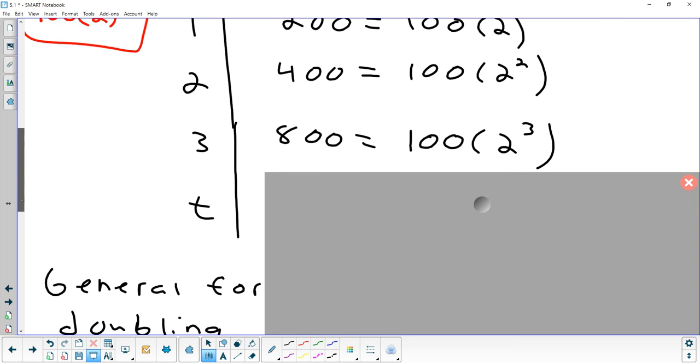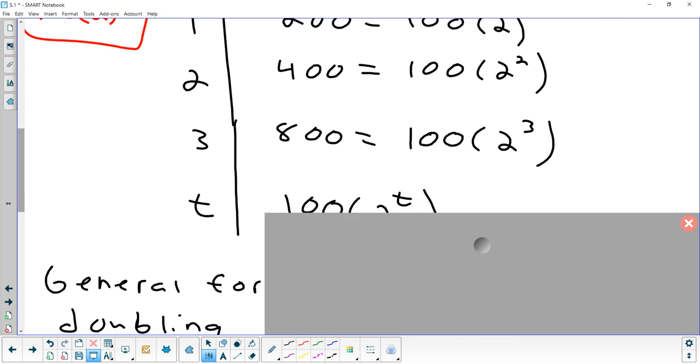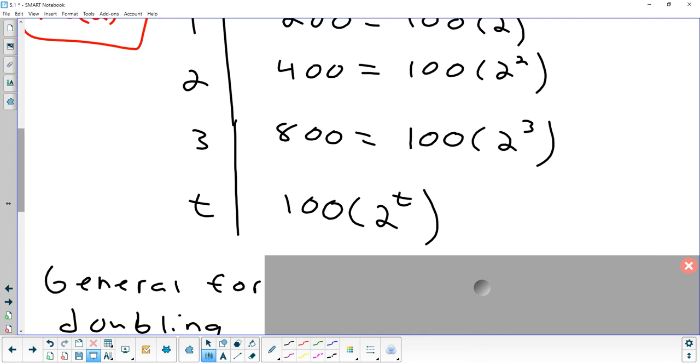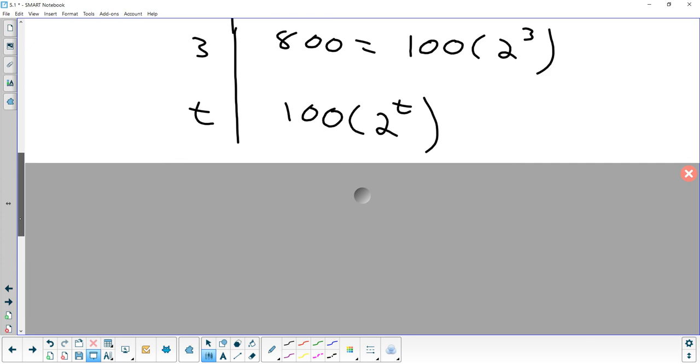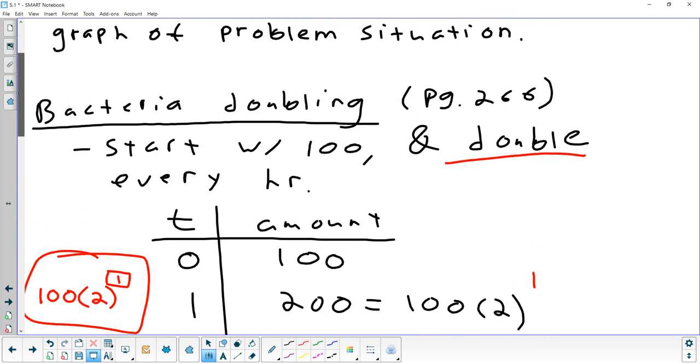So what about in general? 100 times 2 to the t. And the 100 is your initial amount, which could be anything. So the formula in general for something doubling is your initial amount times 2 to the t divided by the length of time to double. So you might think, well, wait, we didn't really do that. We did. What was the length of the time to double in this problem?